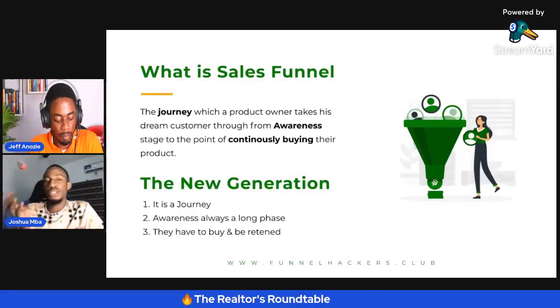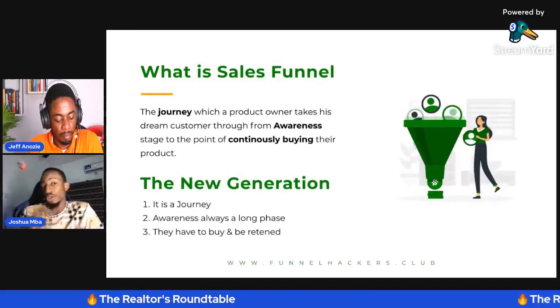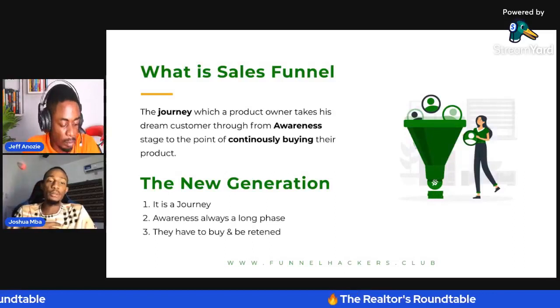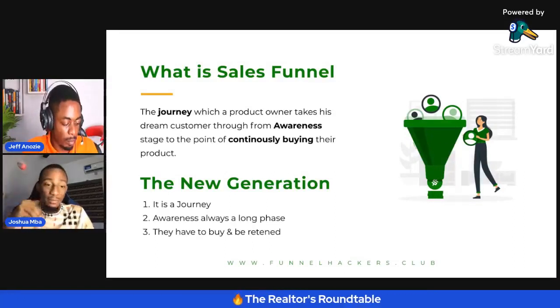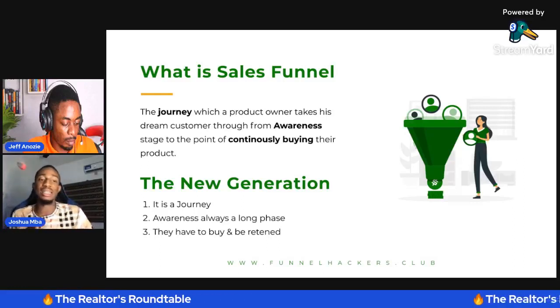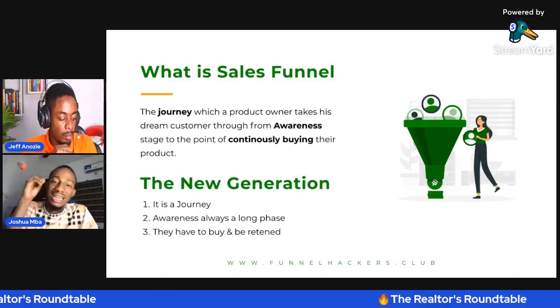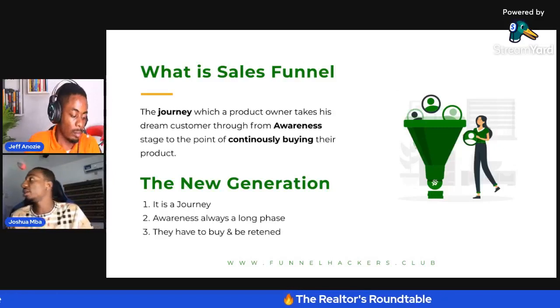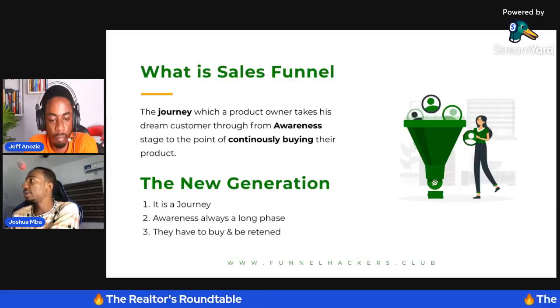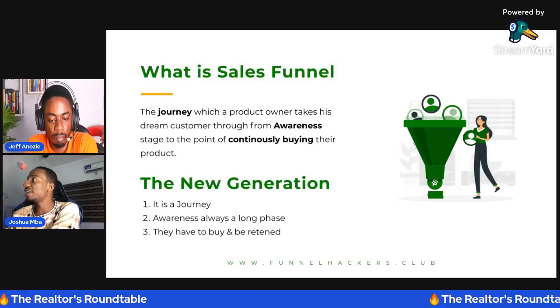But the new generation of sales funnel in our context now, then it was just moving someone from the point of awareness to buying a product. But in our new generation funnel, in our time now, there are three things I want to lay emphasis on. Number one is that this is a journey. Number two is that the awareness stage is basically the longest stage. All right, you can see the notes under there, right? The awareness stage seems to be the longest stage.